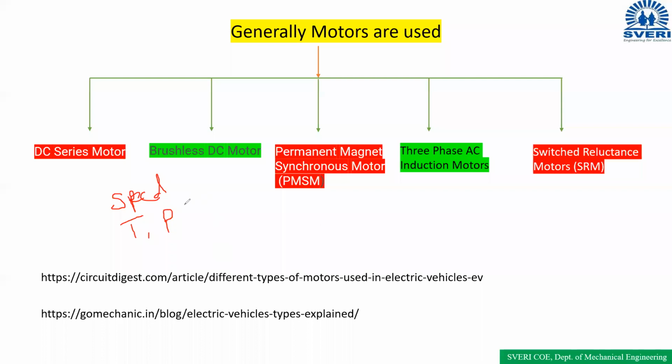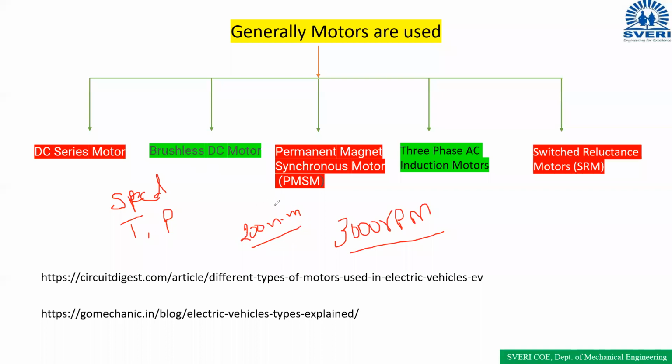Which motor we have to select and which motor can fulfill the requirement of the vehicle. For example, we require 200 nanometers torque and 3000 RPM speed. So which motor can fulfill these requirements? How much power is required? We have to take care of all these things while selecting the motor.